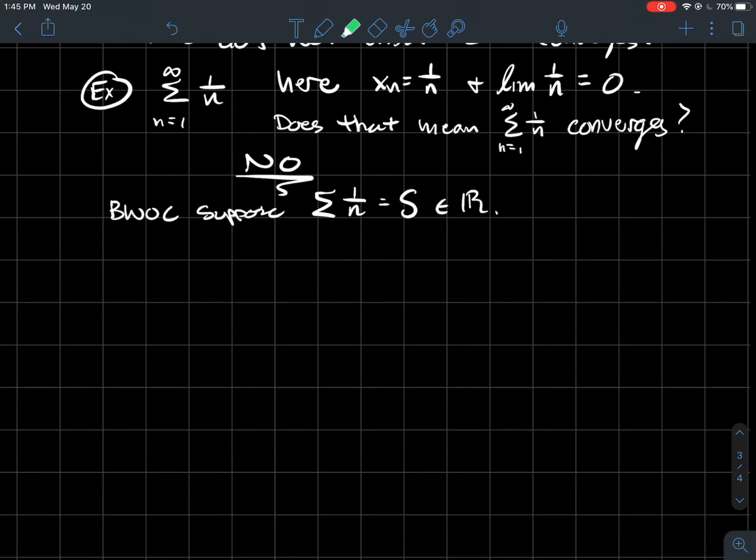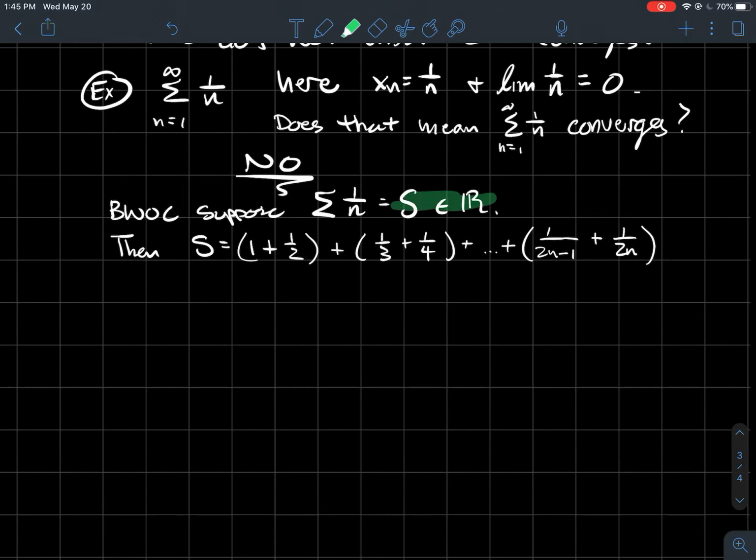By way of contradiction, let's suppose that this stuff did add up to some number s, so some real number s. Well, let's write out what s is. So what would that look like? Well, I'm going to add all these terms to themselves. So it would be 1 plus a half plus a third, blah, blah, blah. And I'm just going to group them in this slick kind of way. 1 plus a half plus 1/3 plus a fourth. And I'm just grouping them again. And you'll see why the parentheses are important in a second.